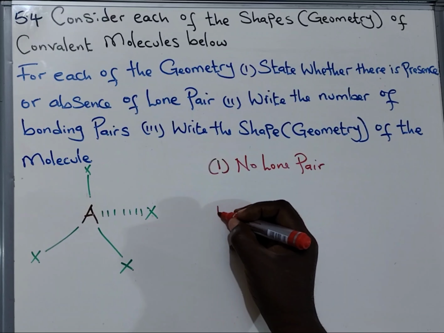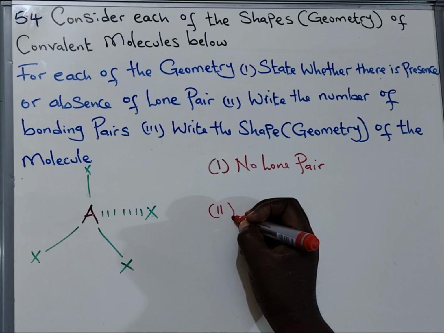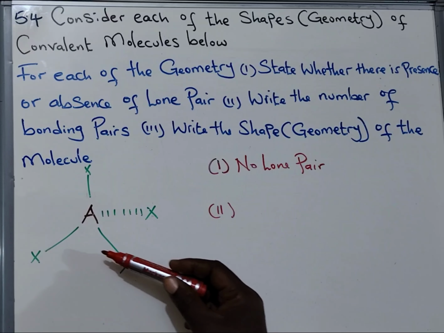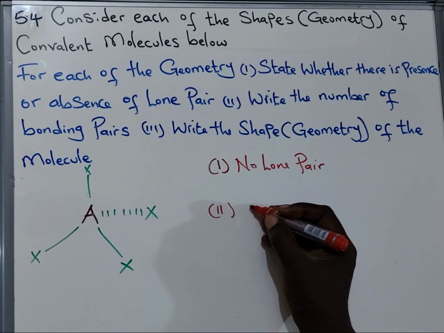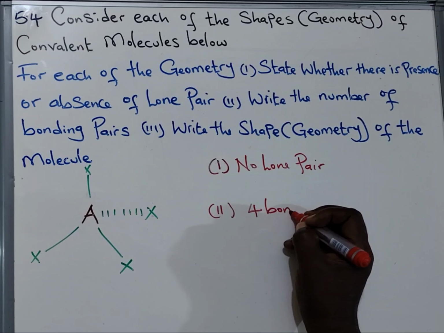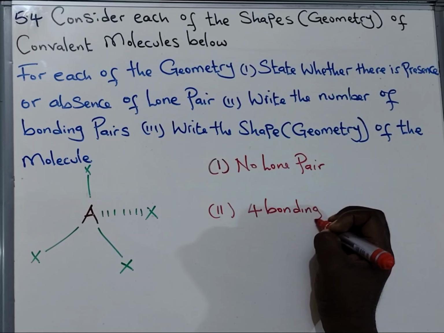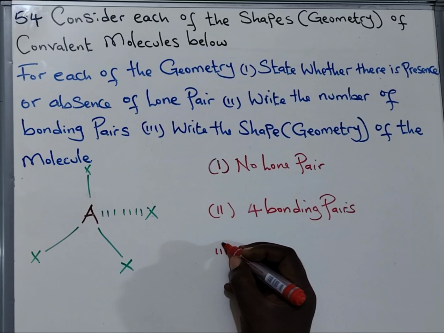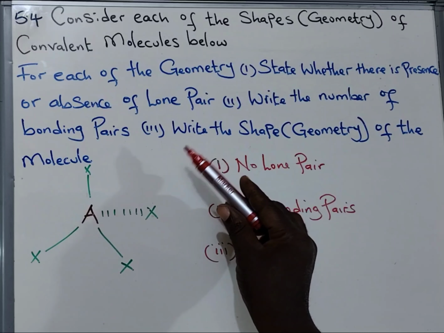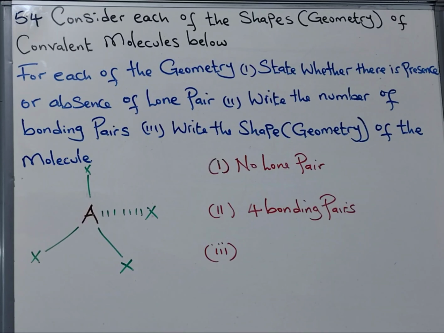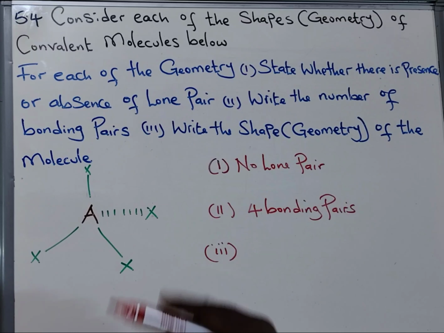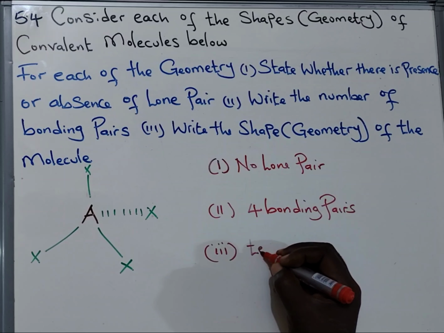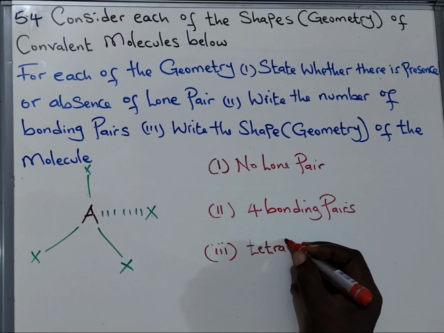So we come to the second question. Write the number of bonding pairs. It's 1, 2, 3, 4. So we have 4 bonding pairs. Okay, then we come to the last question. What does it say? Write shape or geometry of the molecule. What is this geometry? It is tetrahedral.